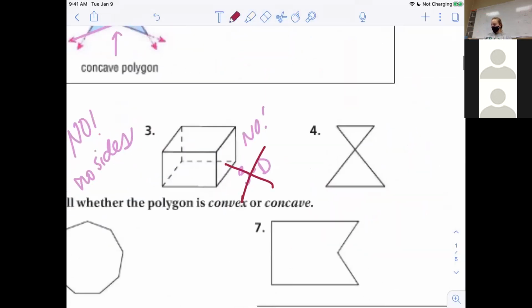And then last one, polygon or not? Yep. Okay. Yep. We're all good. That's it, though. Okay.